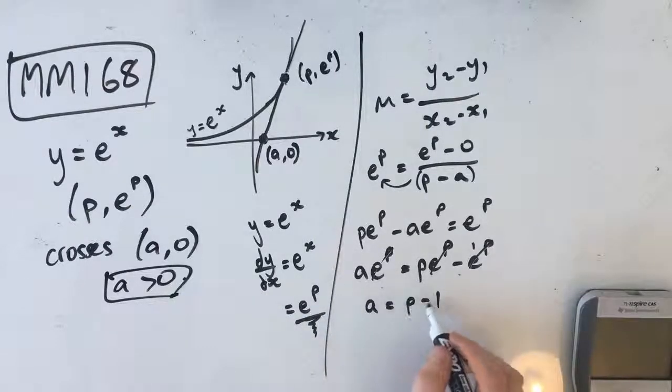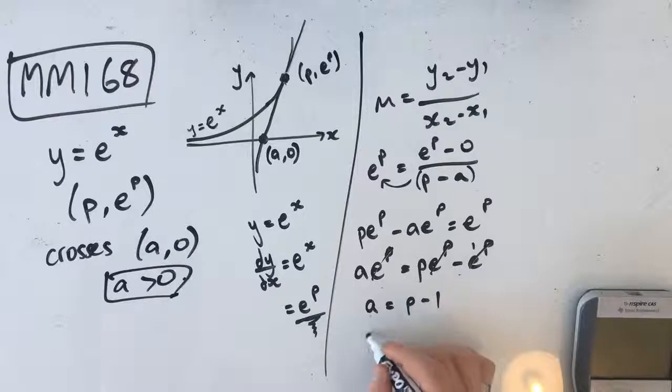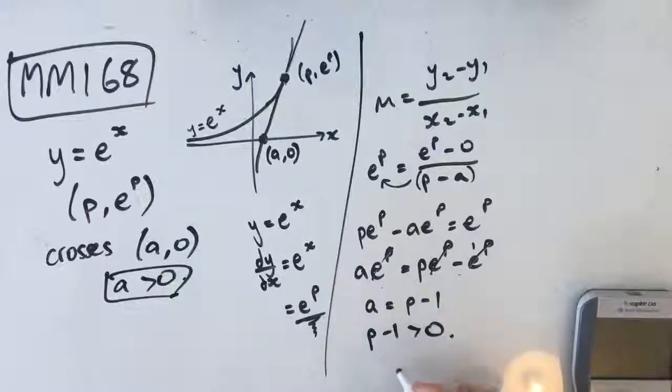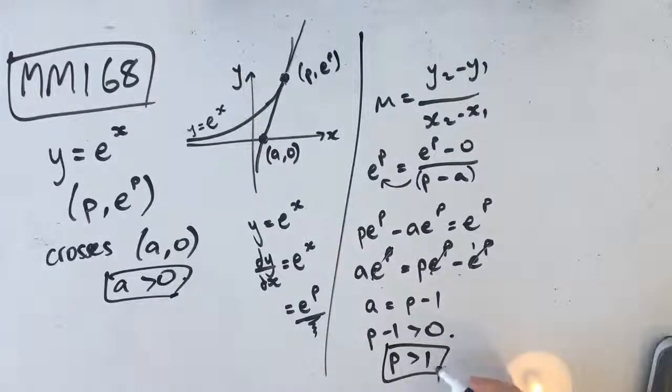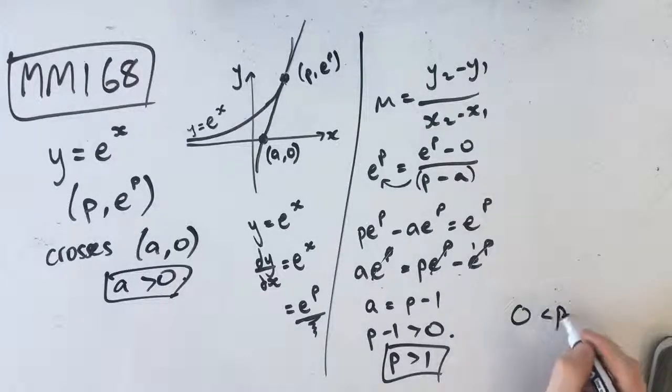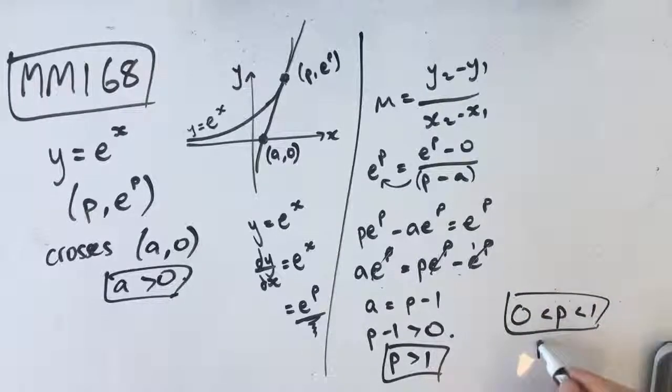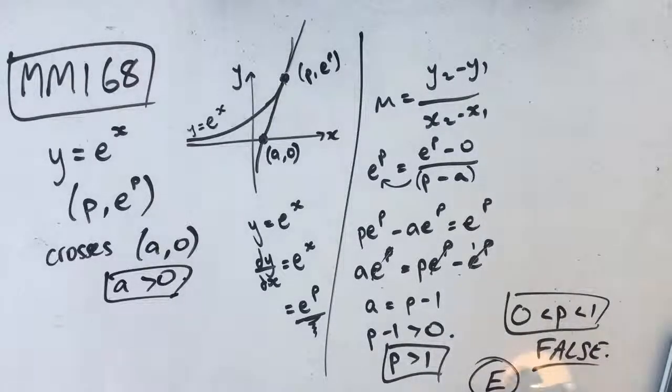Awesome. So from here, we know that a is greater than 0 because the question tells us. If a is equal to p take 1, that means that p take 1 is greater than 0, which means that p is greater than 1. Just bringing this over here. This is the crazy part. If p is greater than 1, that means that e, 0 to p, so p is between 0 and 1, this must be false, right? Because if p is greater than 1, it can't be between 0 and 1, which means that e is our answer. I know this is crazy. I know this is intense.